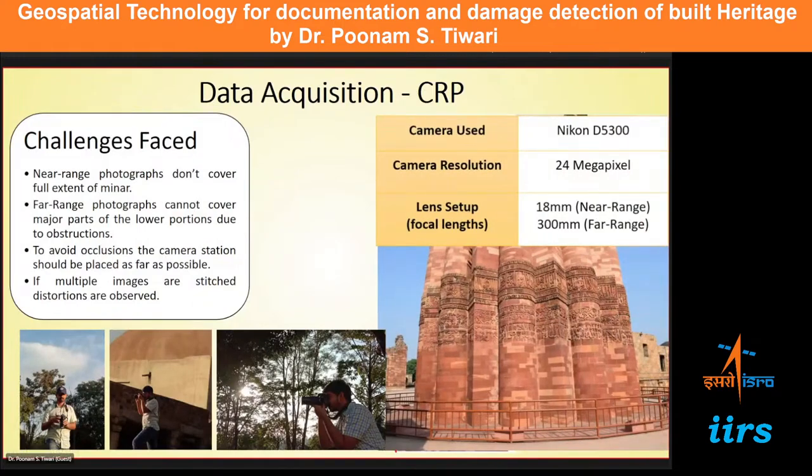So to complement that point cloud, we have used close range photogrammetry also. Close range photogrammetry means only one type of lens would not be able to give you the best result, because the near range photographs don't cover the full extent of the minar. The far range photographs don't cover major parts of the lower portion because of the obstructions.